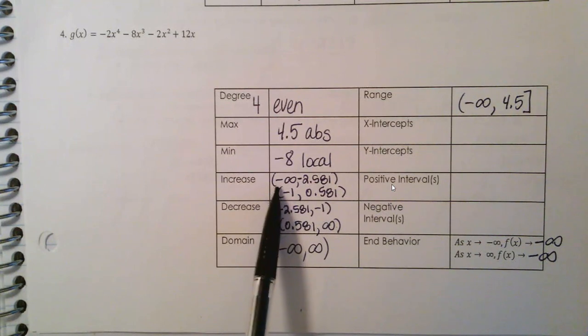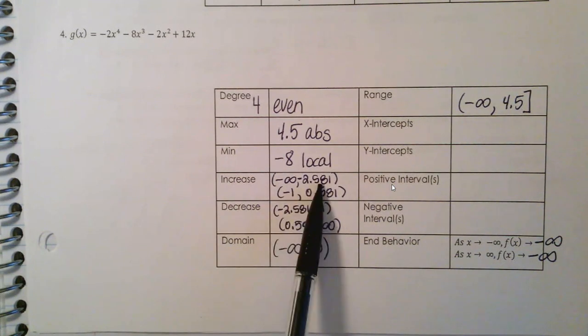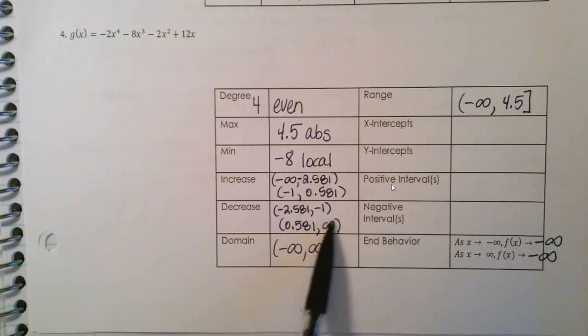Remember that anytime you write negative infinity, it comes first because we're moving from left to right. If you start on the left, and left to right is always smaller to larger, so positive infinity is always on the right of your interval.